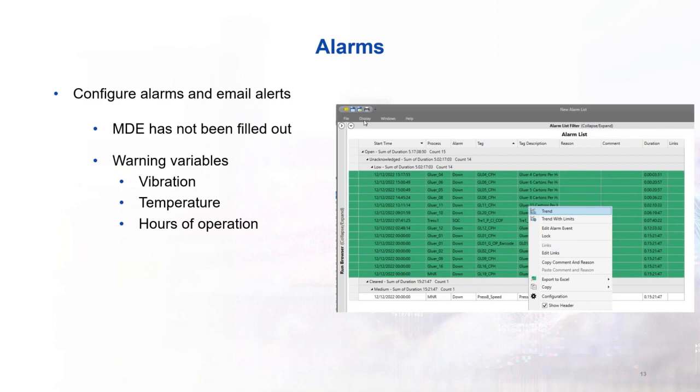We can use warning variables. We can use vibration, temperature, hours of operation, just anything you have hooked up to a data system that is then available in dataPARC. If we can express a metric for giving us a warning, we can build something that will give you that warning.